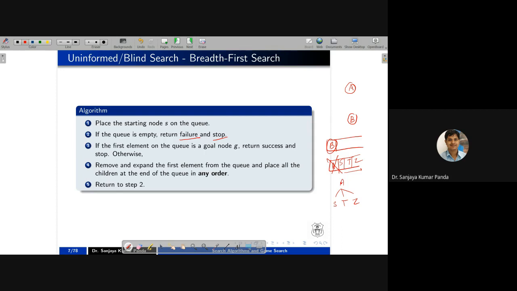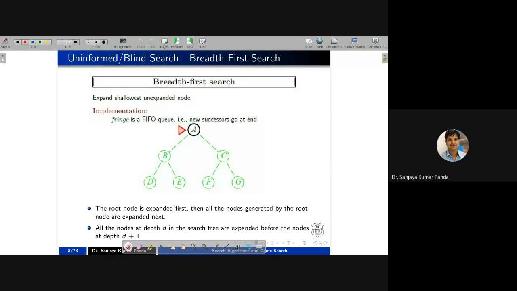Right. So let us take an example. Here, a tree is given to you. Let us assume that these are different cities and these are the connectivity. A is connected to B, B is connected to D and E, A is also connected to C. C is connected to F and G.